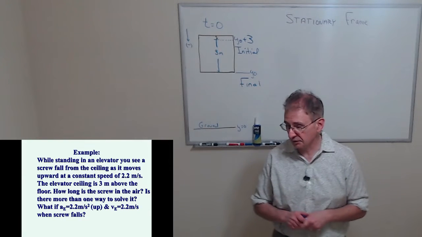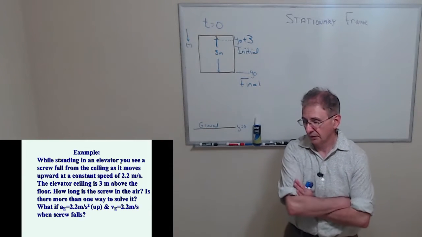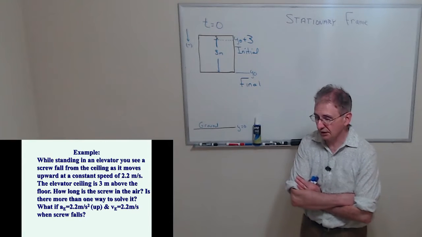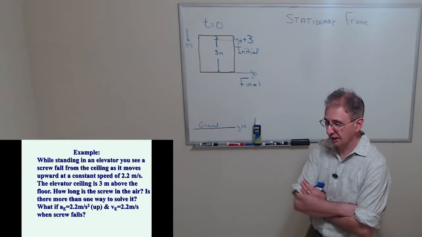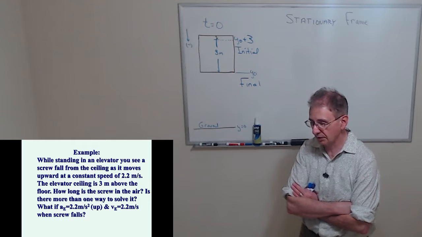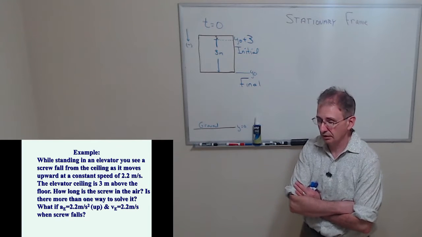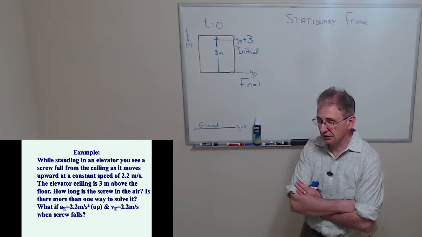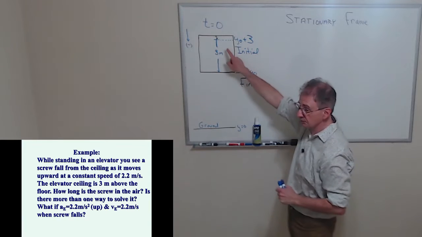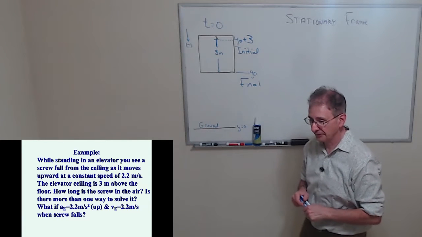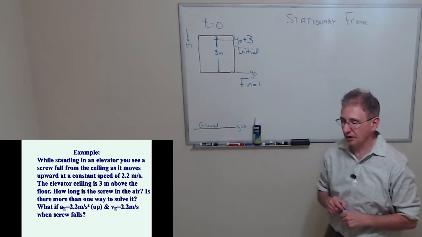Hi, let's take a look at this problem. While standing in an elevator, you see a screw fall from the ceiling as it moves upward at a constant speed of 2.2 meters per second. The elevator ceiling is 3 meters above the floor, and I've drawn that in this picture. Okay. How long is the screw in the air?